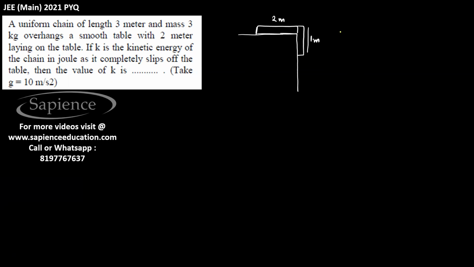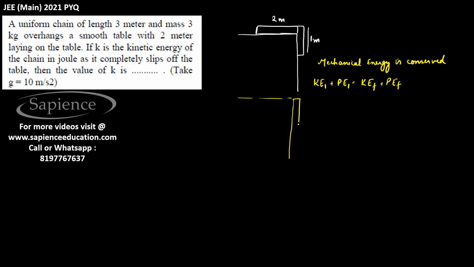In that case, they are asking for kinetic energy and there is no role of friction. So we can say that the mechanical energy is conserved, as there are no non-conservative forces. So as the mechanical energy is conserved, the kinetic energy initially plus potential energy initially will be equal to kinetic energy final plus potential energy final. Finally, let's assume the chain completely hangs out, so it will be like 3 meter here.